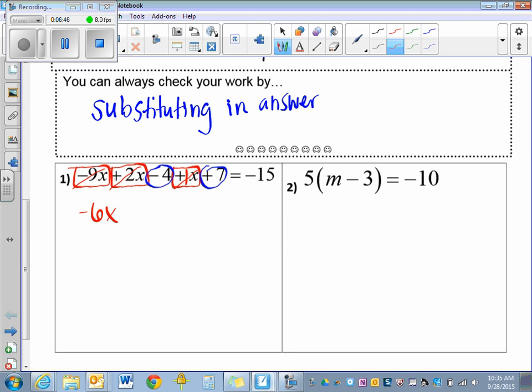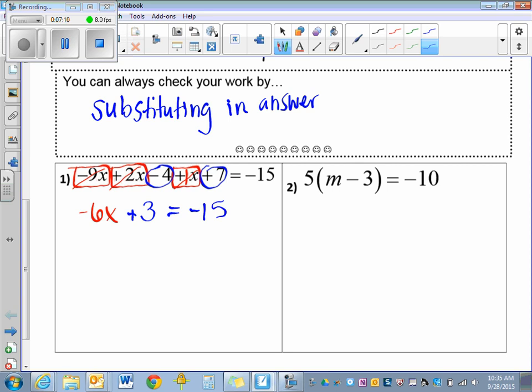Okay, so then we have negative 4 and positive 7. What does negative 4 and positive 7 give us? Good, positive 3. And remember, this is the same thing as subtracting 7 minus 4, which is 3. Okay? And then we still have negative 15 on the right side. There is nothing to combine over here.